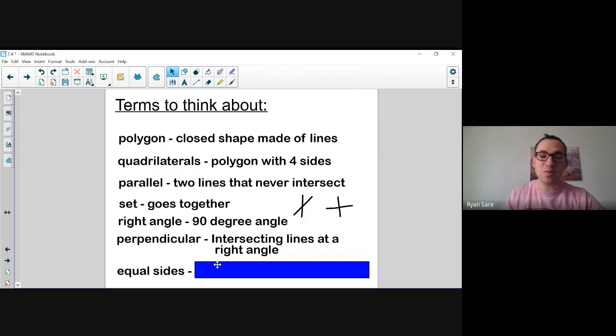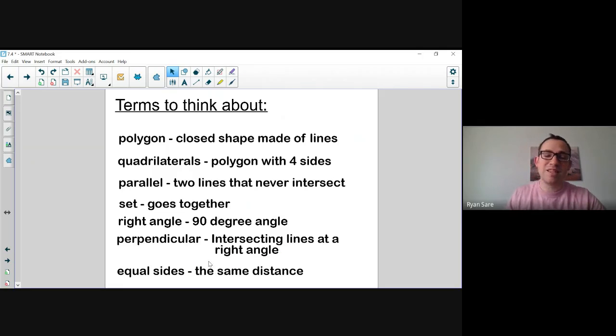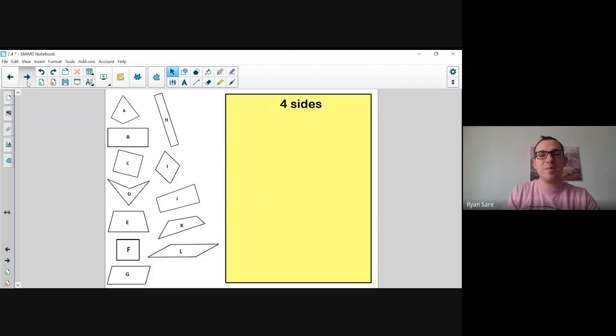Finally, the last one is equal sides. When we have equal sides, it means that they are the same length, okay? They're the same distance. So when I ask if all of the sides are equal, that's what I'm talking about. They all have the same distance, okay? This page is a good one to look back on. You can pause the video here as you're doing your work, maybe tab back to it to see what these terms actually mean. So let's talk about some shapes.